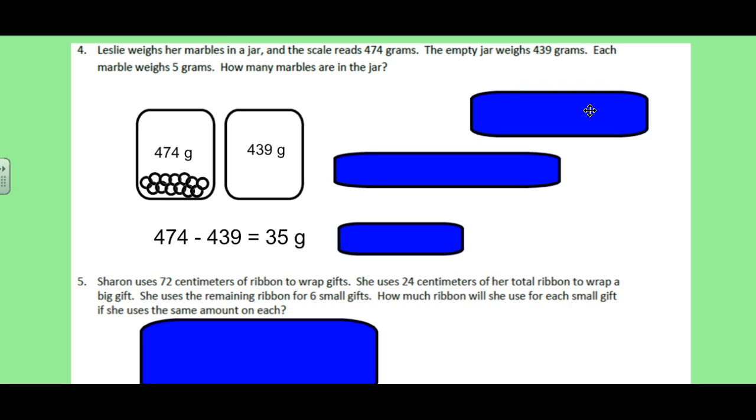So whenever we look back up at the problem, it says each marble weighs 5 grams. So if I have 35 grams total, and I have one marble weighing 5 grams, what can I do with those two numbers to help me figure out how many marbles are in the jar? Push pause to figure that out.